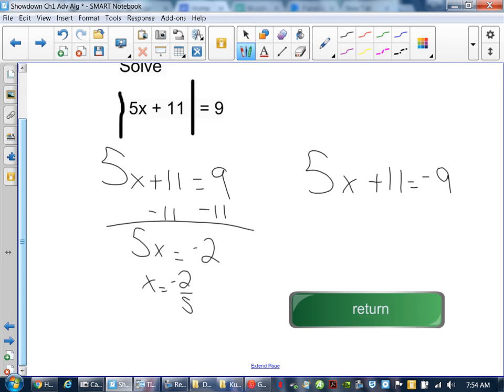So there's one of them, and then the other one would be negative 20. Nothing too crazy, right?